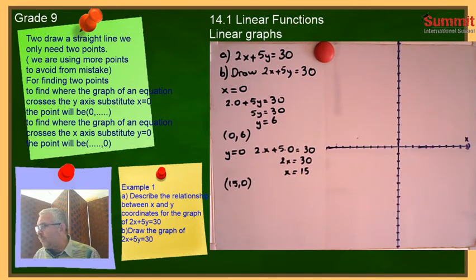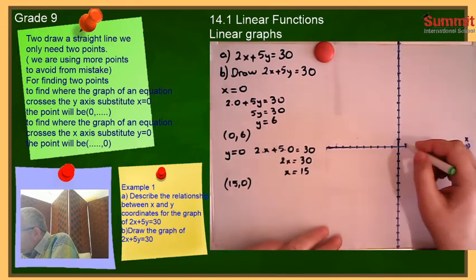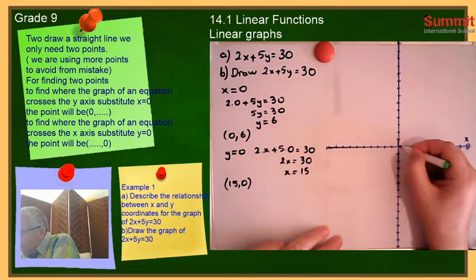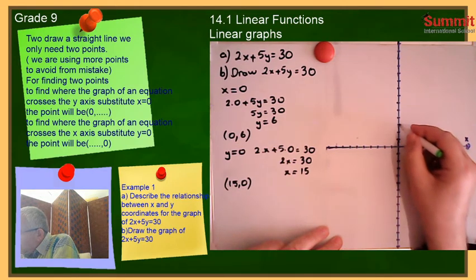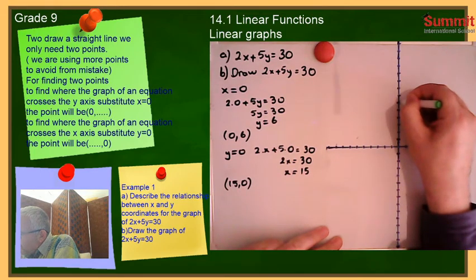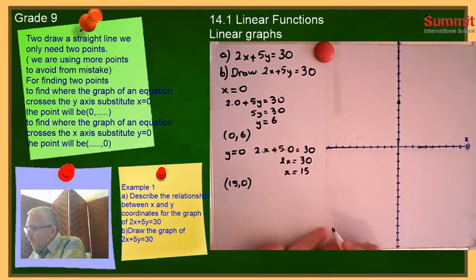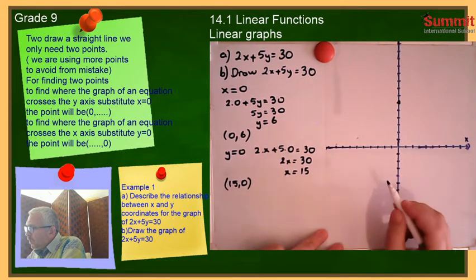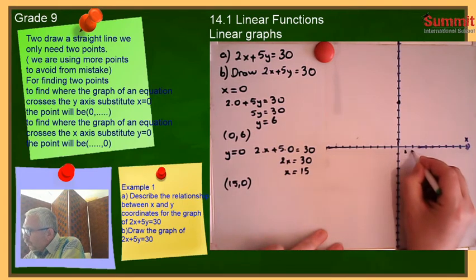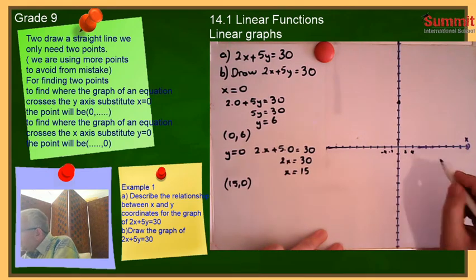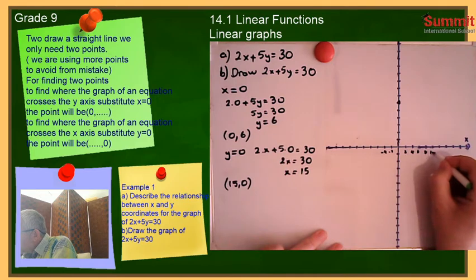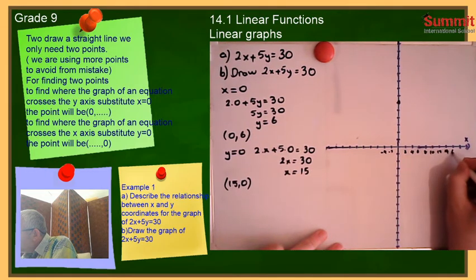Now I am going to place them on my graph. First one, x is 0, y is 6. It will be 1, 2, 3, 4, 5, 6. Let's mark this point. Now the other one, 15 and 0. x will be 15. If we go 2 by 2, that is 2, 4, minus 2, minus 4, 2, 4, 6, 8, 10, 12, 14, 16. Now it will be here. The other point will be here.